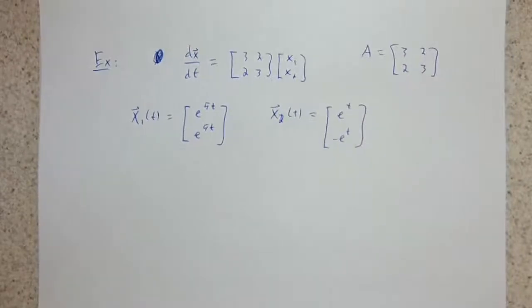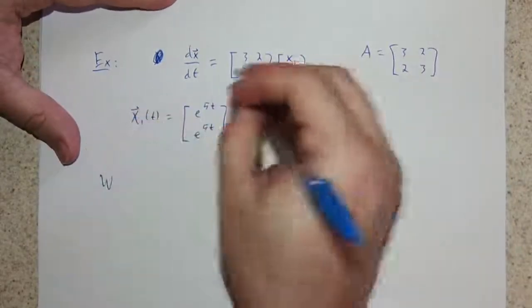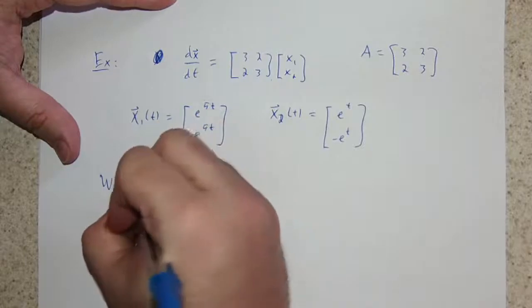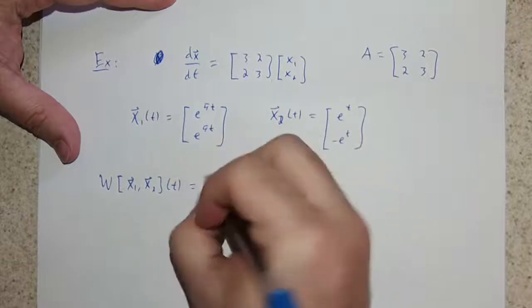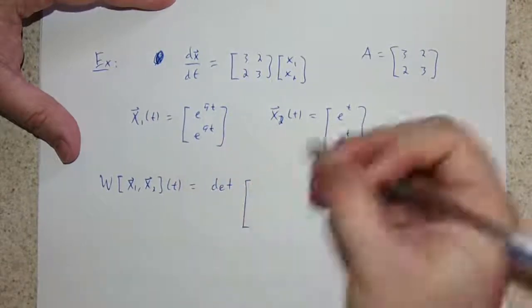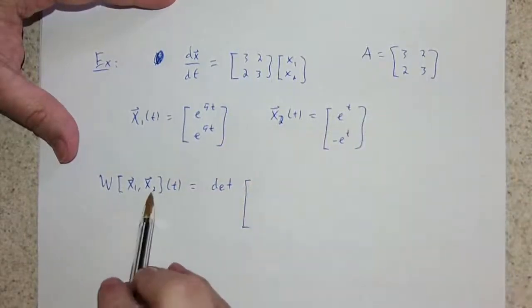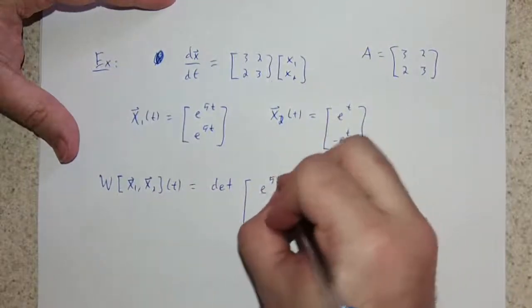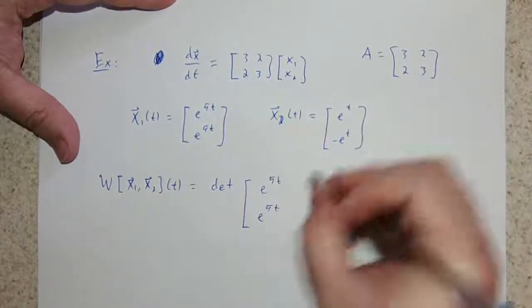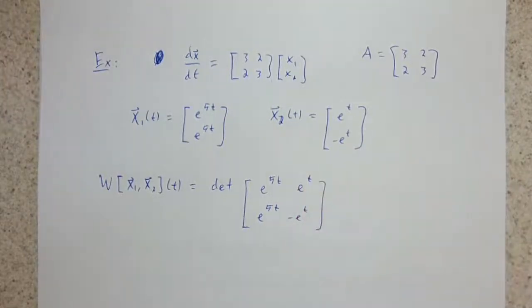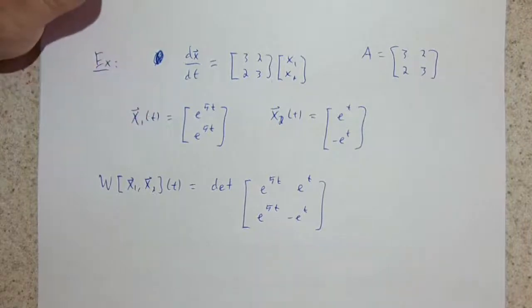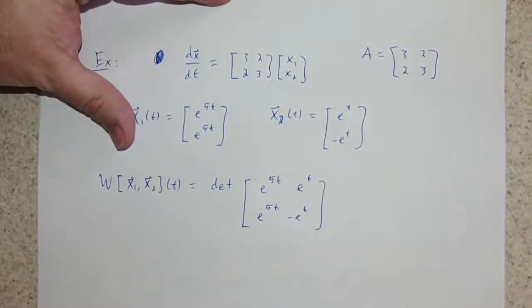So let's compute their Wronskian. We already saw that they solved the equation, so it makes sense to compute the Wronskian of these things. So what is this? This is the determinant of the matrix whose columns are x1 and x2. So this is the determinant of the matrix e to the 5t, e to the 5t, e to the t, minus e to the t. We're going to see that this matrix has a special name, but let's compute this determinant.